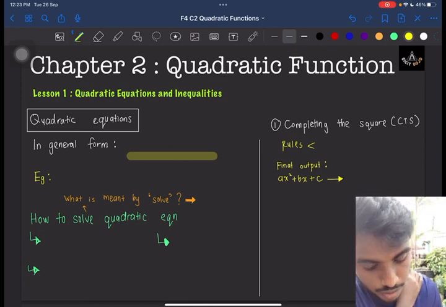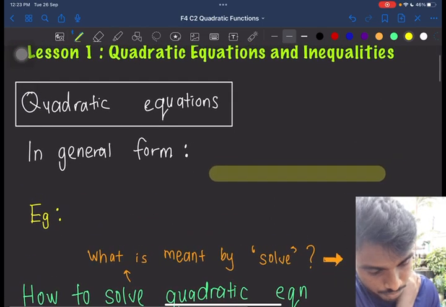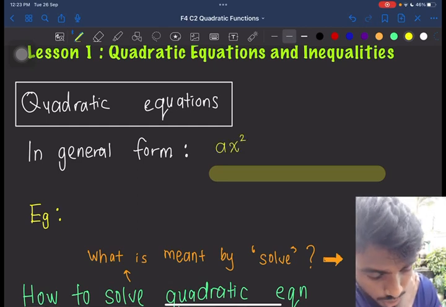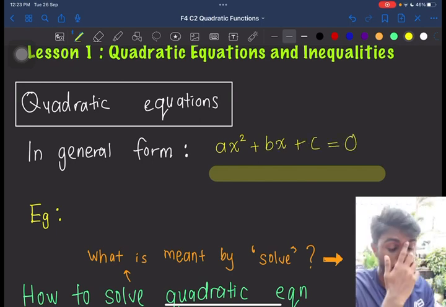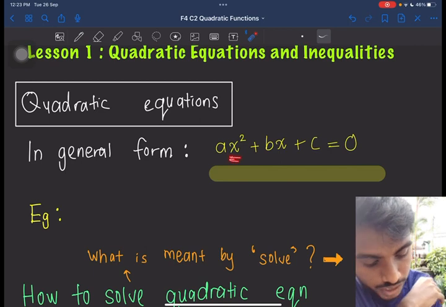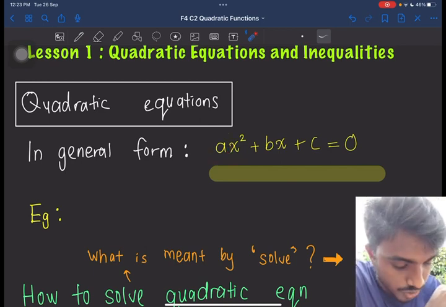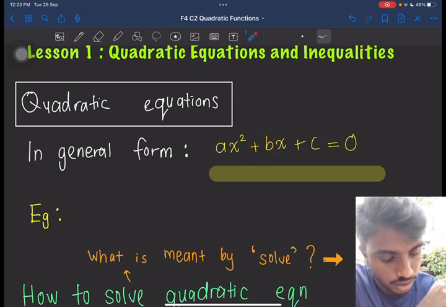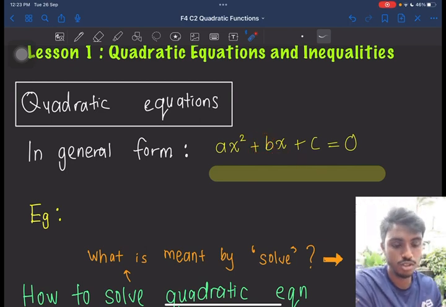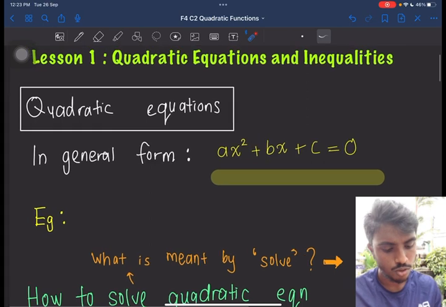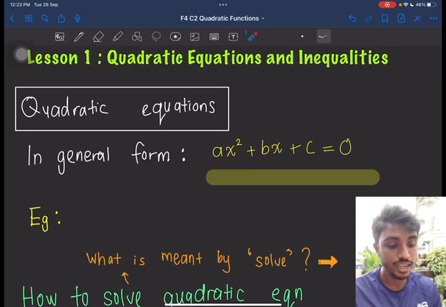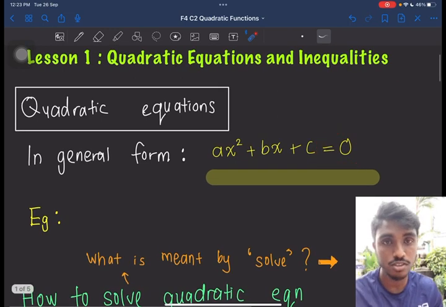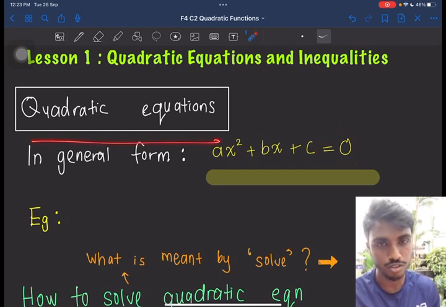So for an example, quadratic equation in general form. In general form we will write it like this: ax square plus bx plus c equals to 0. What is the coefficient of x square? A. What's the coefficient of x? B. And the rest is c equal to 0. This is the general form. You will have a coefficient for x square, a coefficient for x, and also the rest, and it should be equal to 0. It's called the general form of quadratic equation.